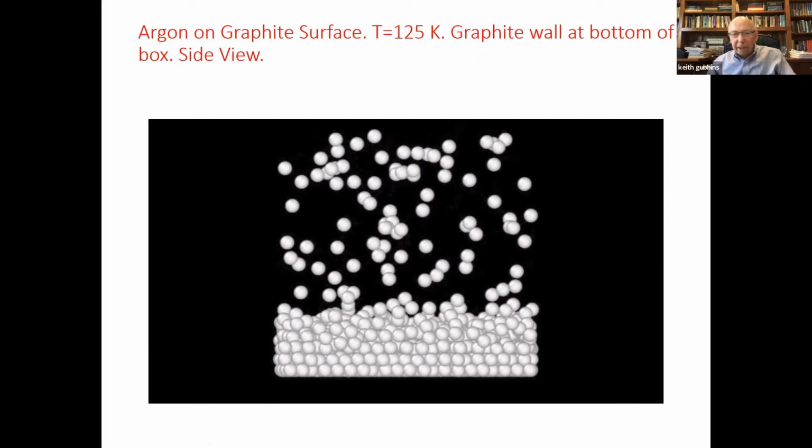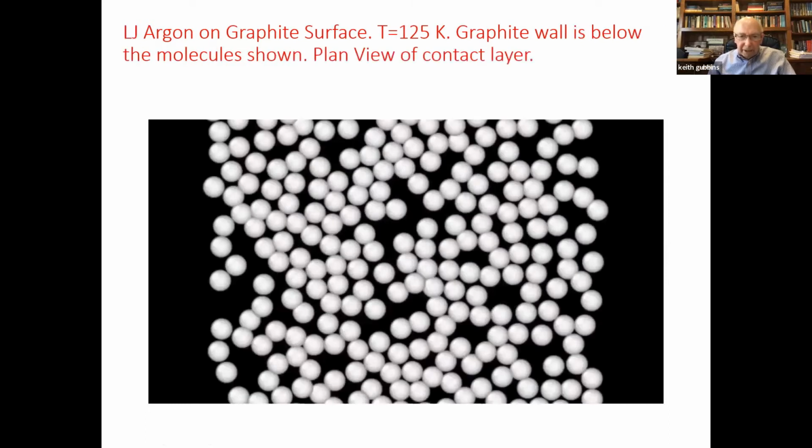The next slide shows a view looking down. So we're looking down on the surface, and the graphite is below these white molecules. So these white molecules are the argon atoms on the surface, and it looks like a fluid. And if I start the simulation, is it working?